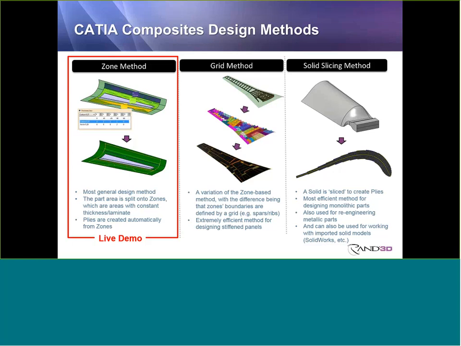Now, there are some other new developments happening as we speak, and quite a bit has already been done and is ready for industrial implementation. One of those methods is the grid method. It's actually a variation of the zone-based method. The main difference is that the zone boundaries are defined by a grid, such as spars and ribs.